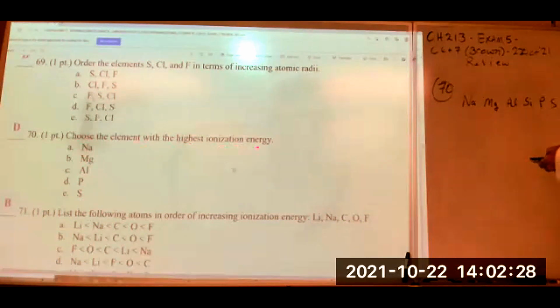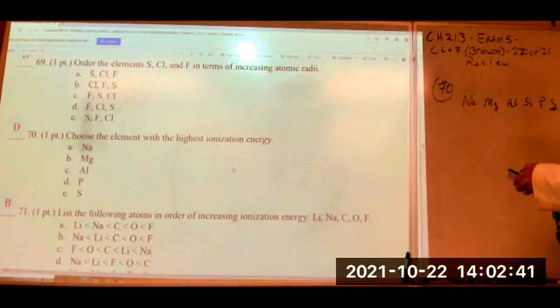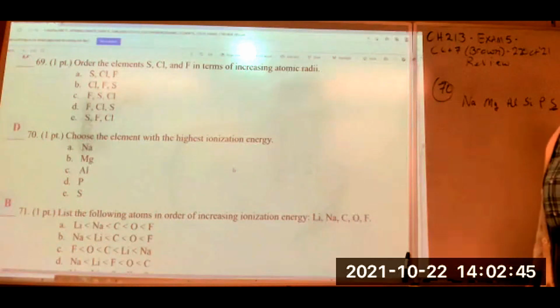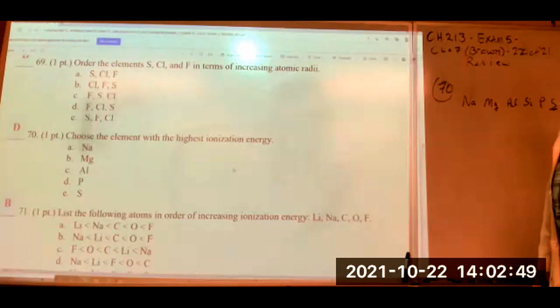Choose the element with the highest ionization energy. The trend is left to right increasing, right? Because we increase the number of protons. So the highest ionization energy should be sulfur. Uh-oh. No, it's not. That's one of those switchbacks. Okay.